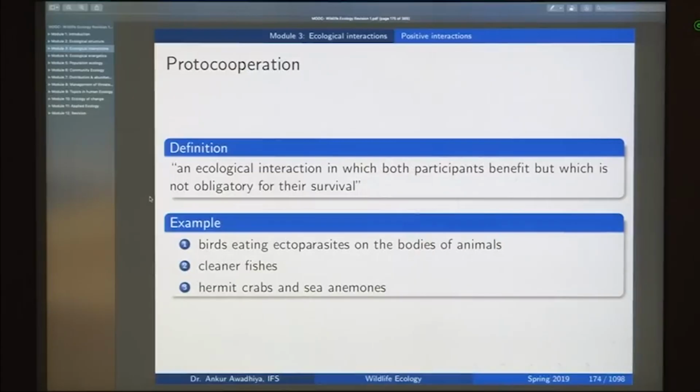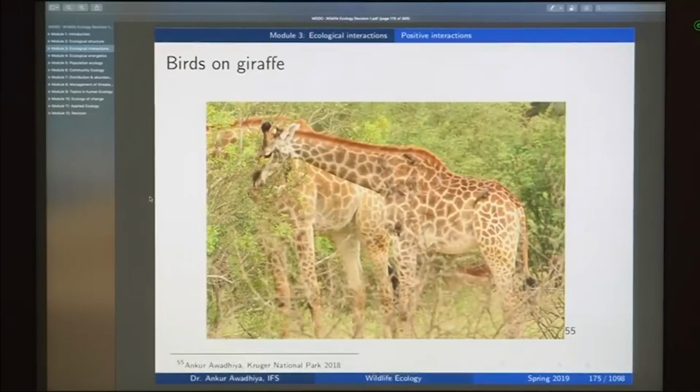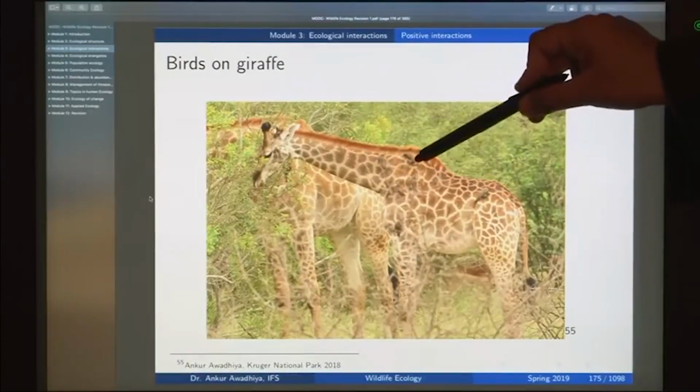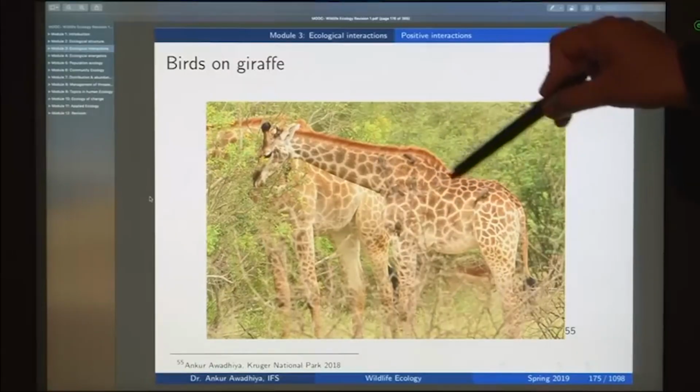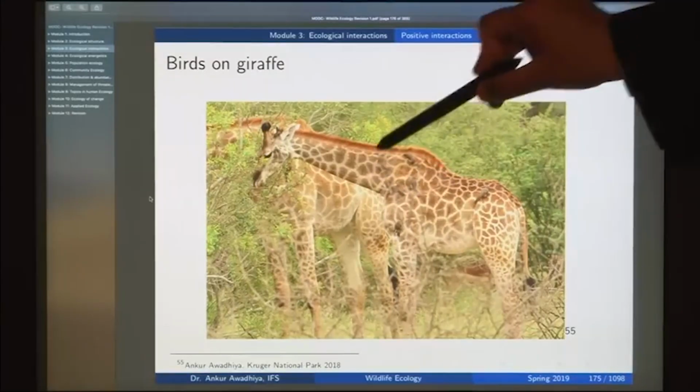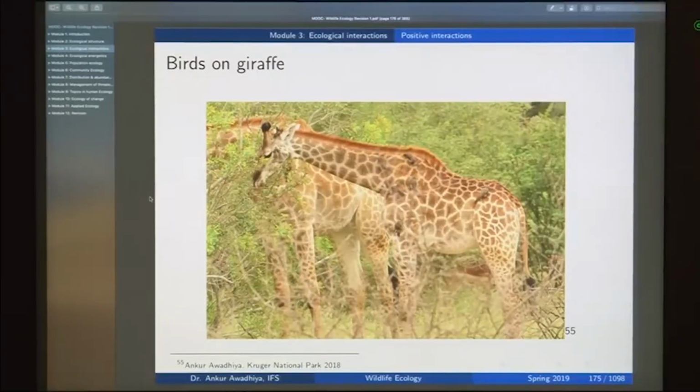Examples in this case are birds that eat ectoparasites on the bodies of animals, or cleaner fishes that clean up the bodies of other animals, or hermit crabs and sea anemones. So, we looked at this example of the birds on a giraffe. In this case, the ectoparasites on the body of the giraffe are being eaten up by the birds. So, the giraffe is getting a benefit because the ectoparasite load is reducing, and at the same time these birds are getting a benefit because they are getting a good source of food. But it is proto-cooperation because both of them can remain away from each other. It is not essential for their survival.